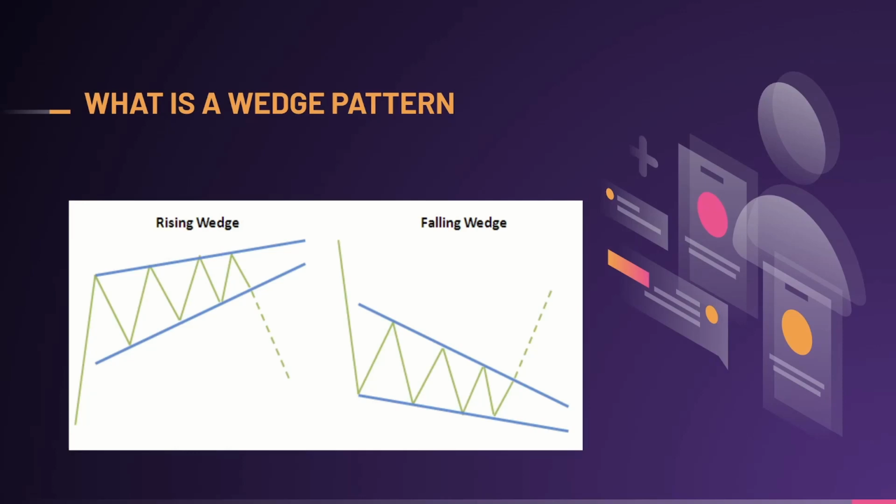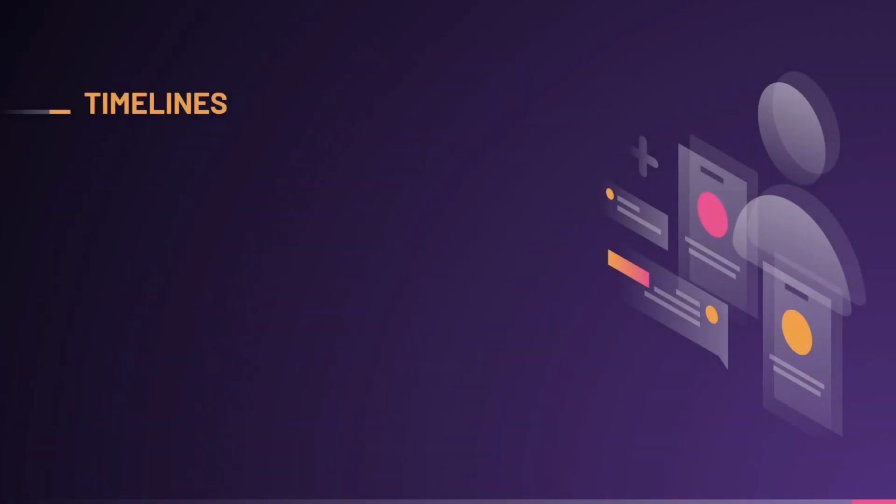Falling, pababa. So parang kapag falling, we automatically equate to bearishness and vice versa, no? But in this particular case, in cases of wedge patterns, the rising wedge is the bearish pattern and the falling wedge is the bullish pattern.